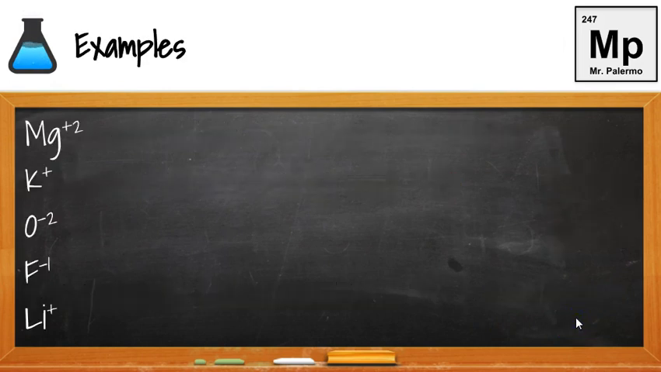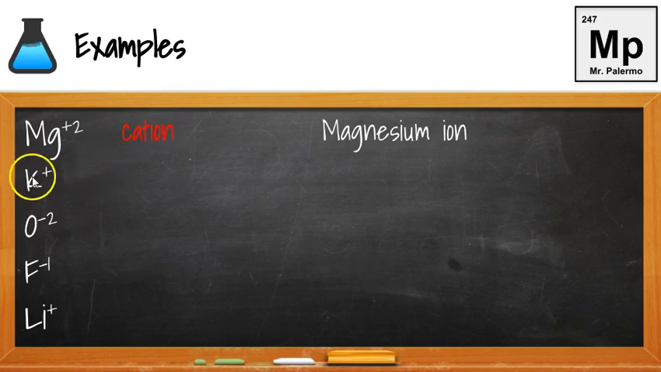Let's see some examples. We're going to determine if it's an anion or cation, and then name it. So Mg plus 2, positive, that's a cation. Again, the T forms the plus sign for positive. We look up Mg on the reference table, and we see that's magnesium, so we write magnesium ion. K plus, again, that's a cation. Taking the full name, K is potassium, so that's the potassium ion.